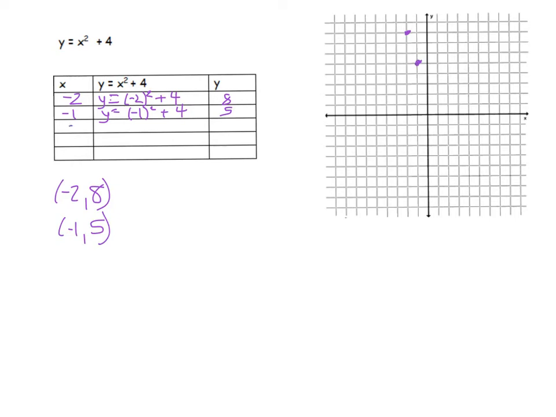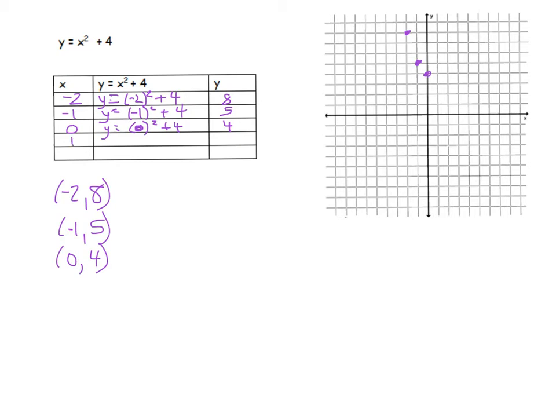Then we're going to go ahead and put 0 in. Zero squared, 0 times 0 is 0, plus 4 is 4. So our next point is 0 for our input and 4 for our output. (0, 4) is this point right here. 0 on the x-axis, 4 on the y-axis.